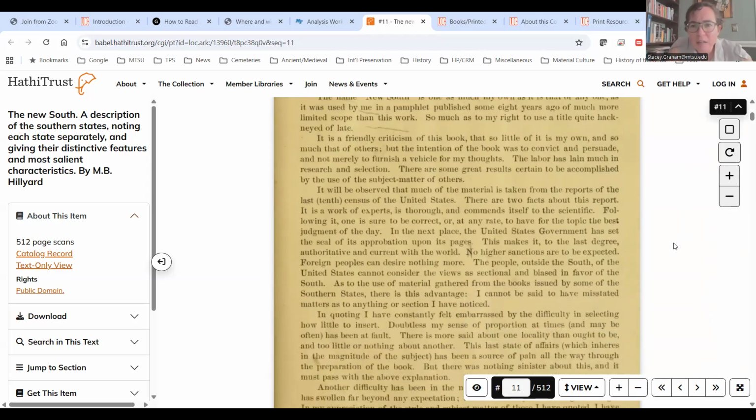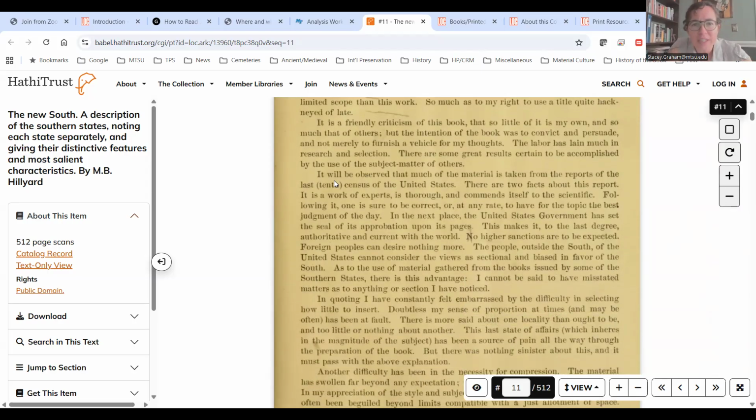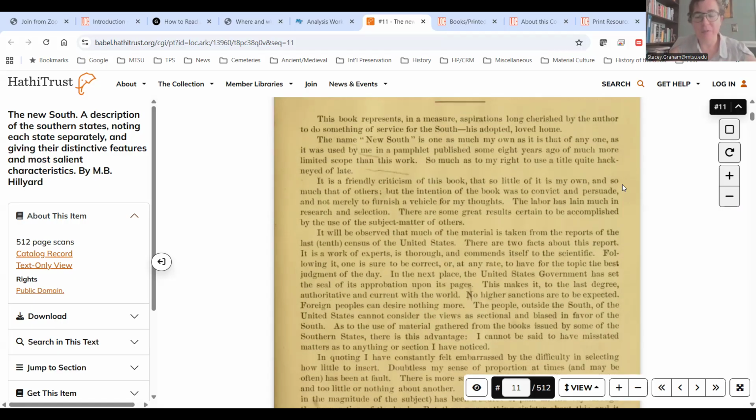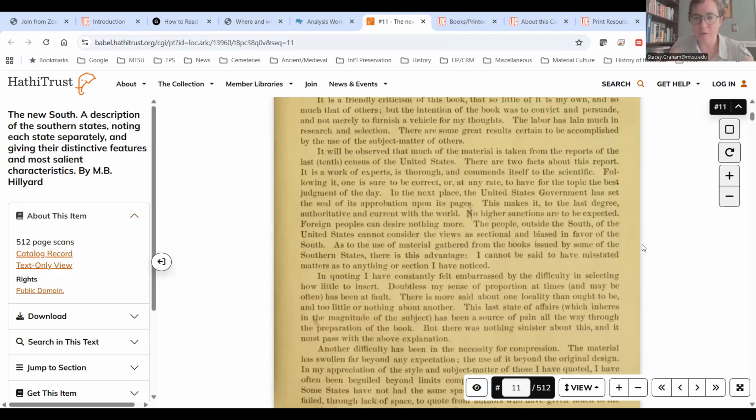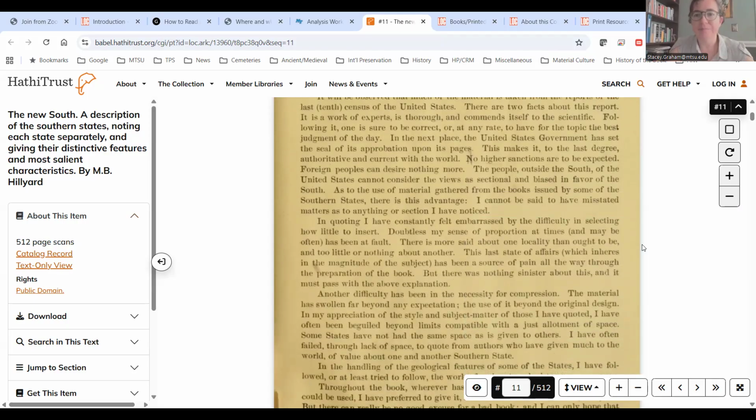If we scroll down a little bit, for this paragraph here, it says, "It will be observed that much of the material is taken from the reports of the last 10th census of the United States." So they're claiming what primary sources they're basing their narrative on. And that's very important for them to point out and for you to also notice when you're analyzing. And so, okay, well, let's look at some other examples.